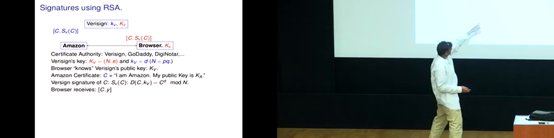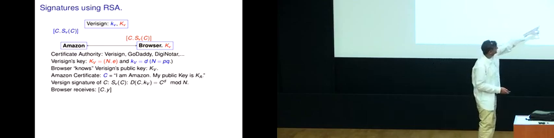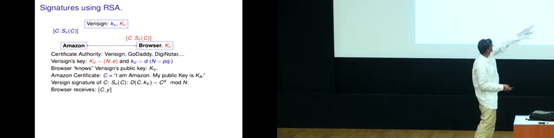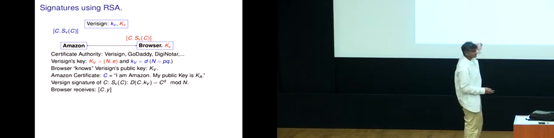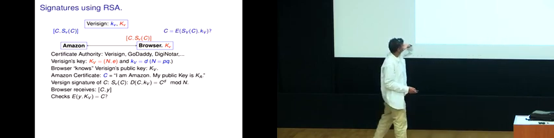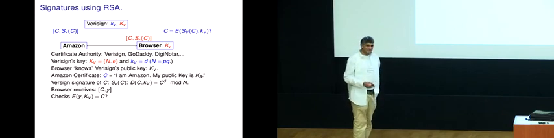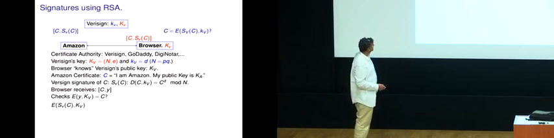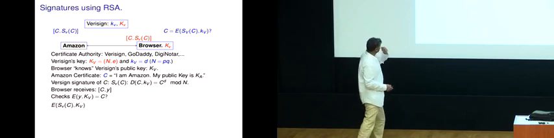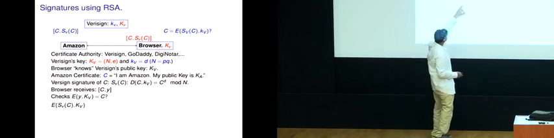Where the signing is C to the D. It's just taking C to the D mod N. It knows D and N because those are VeriSign's public key. So what if it just tries running the encryption algorithm on Y? Weird. So let's do it. I have the signed copy of C.